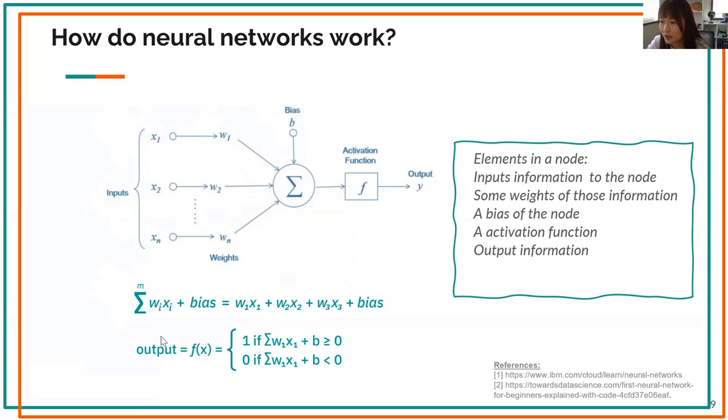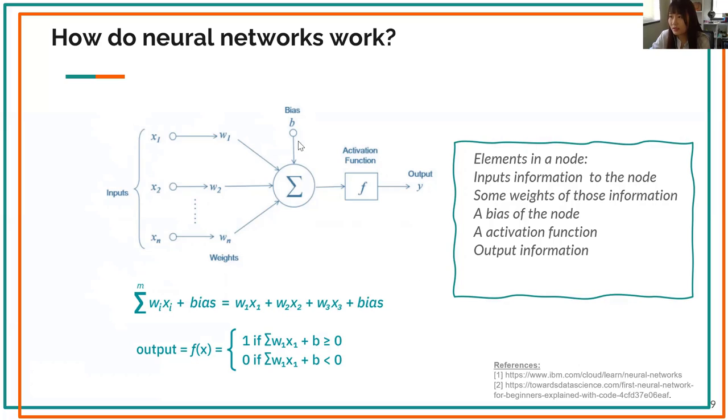Let's look at the equation here. The combined information I'm using here is basically some weights, W1, W2, all the way to Wn, times the information from the previous layer or from the input layer. So let's say this node gives me information X1. The current node receives X1, times it with the weight for X1, and then adds it all up together, finally plus the bias. So this equation is W1 X1 plus W2 X2 plus W3 X3, and so on, plus the bias.